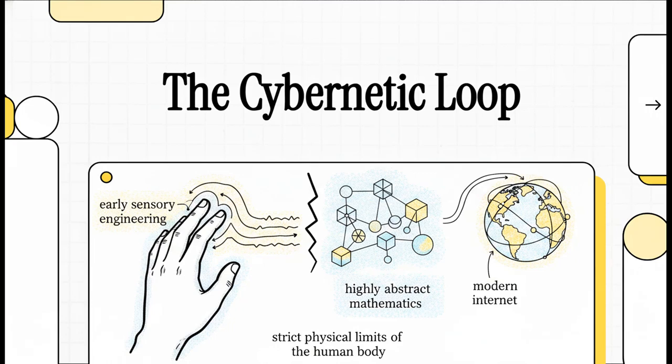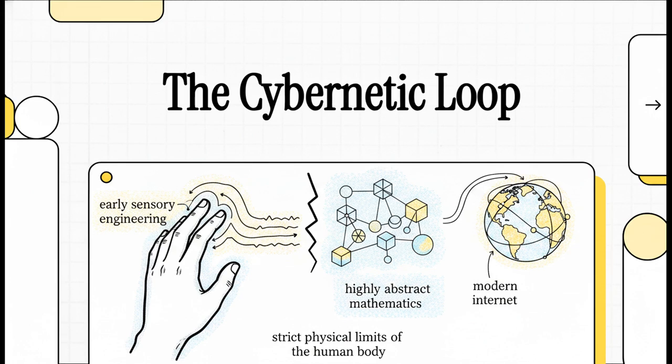Today, we are exploring an absolutely fascinating hidden history. We're going to uncover the invisible thread connecting your fingertips, early sensory engineering, and the highly abstract mathematics that literally power the modern internet. We often think of digital computing as this disembodied, abstract realm of pure math and silicon, but what if I told you that the very foundations of information theory were actually forced into existence by the strict physical limits of the human body?